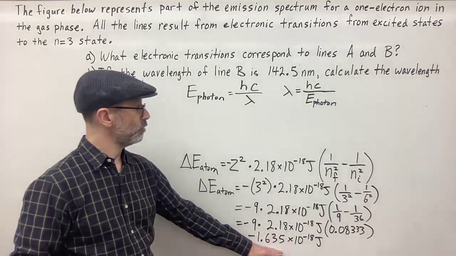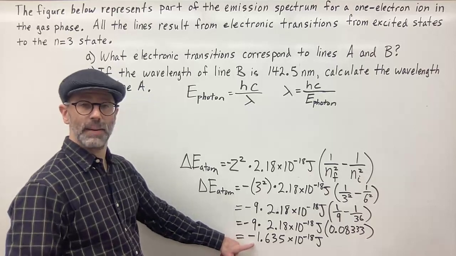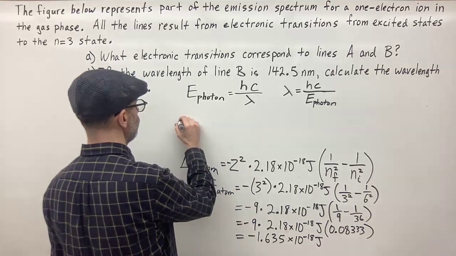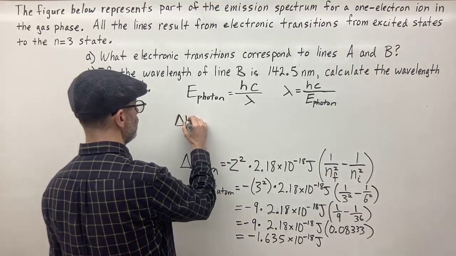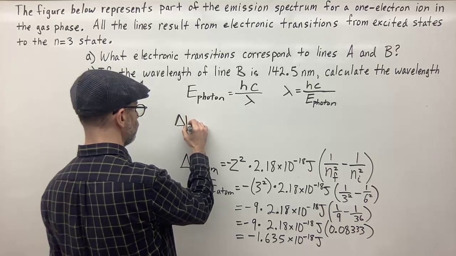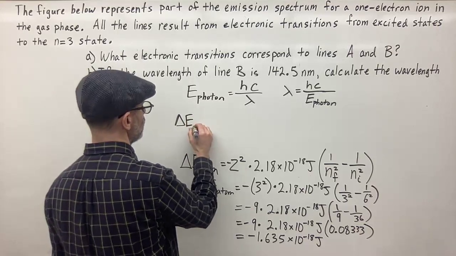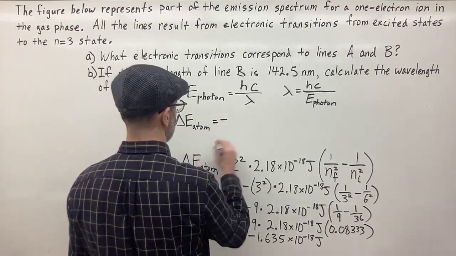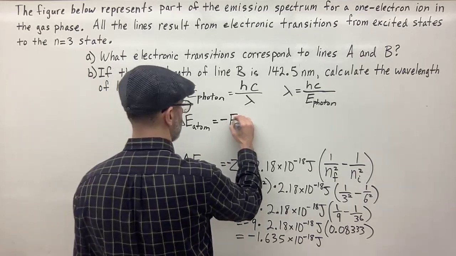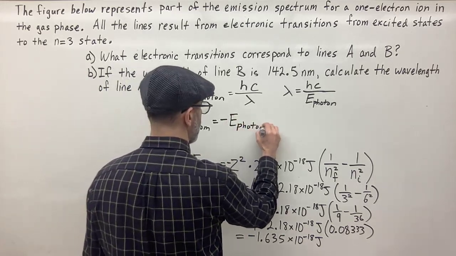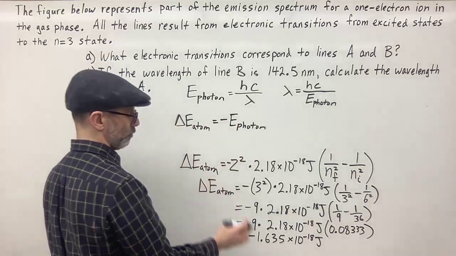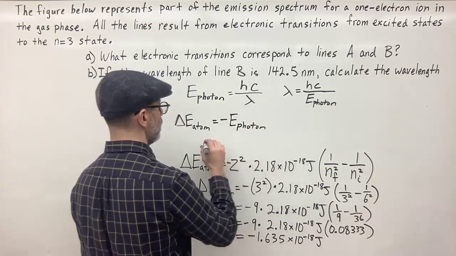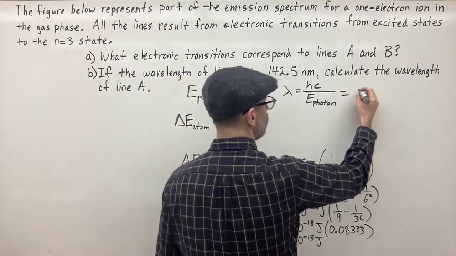So we have the energy of the photon, which is the positive part of this. So remember, we said that the energy of the photon, or the change in energy of the atom, is equal to negative the energy of the photon. So they're opposites of each other. So if this is negative, then the energy of the photon will be positive, right? So we just plug everything in.